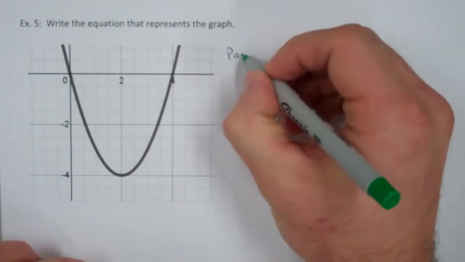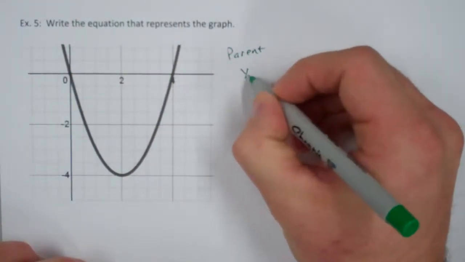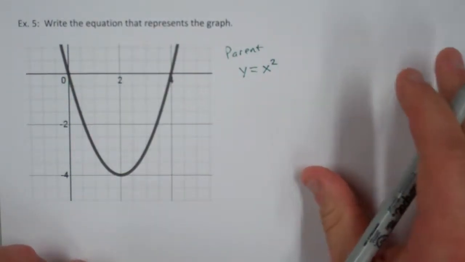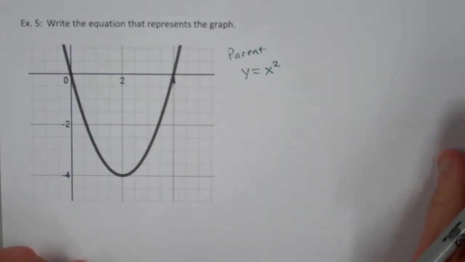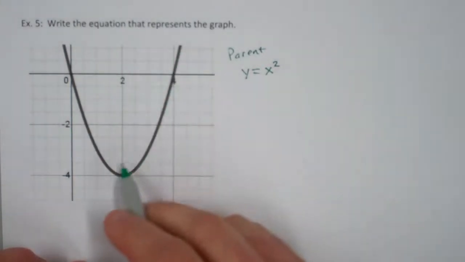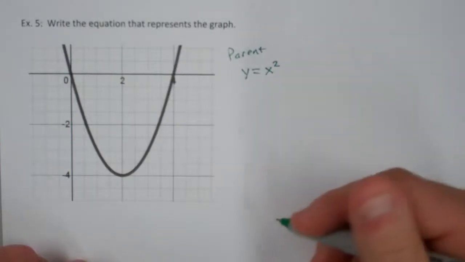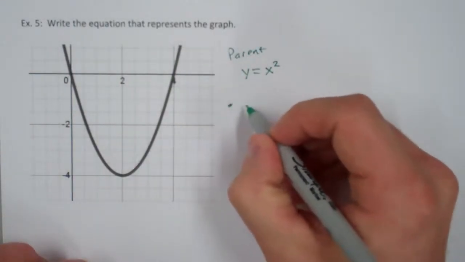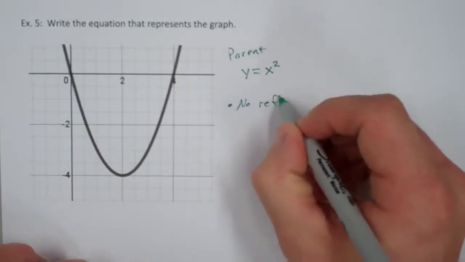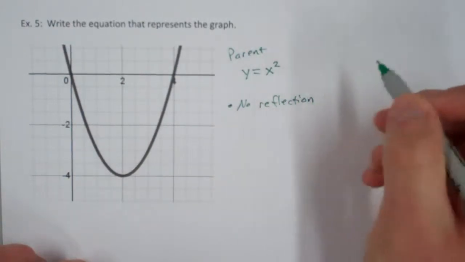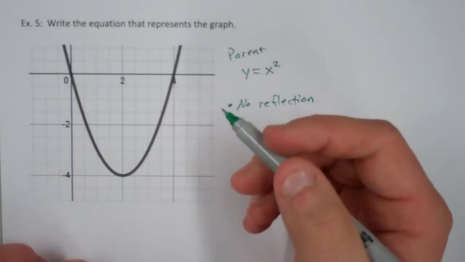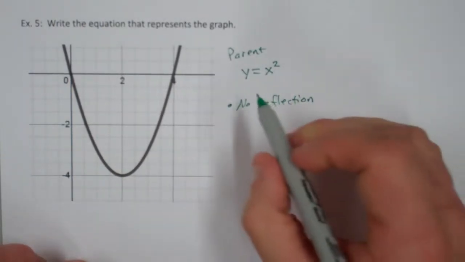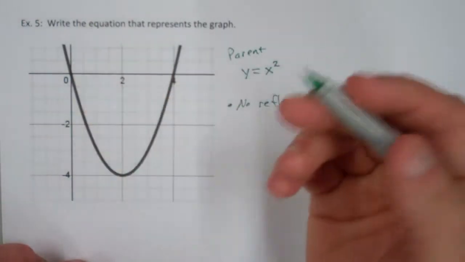So the parent function for this is going to be y is equal to x squared. Then I start thinking about a few different things. I start to think to myself about which way it opens or faces. Is there going to be a reflection or not? This one won't have a reflection, so there's going to be no reflection. And I also like to think about whether it has a stretch or a shrink, or whether it narrows or widens. So the parent function here would start at 0, 0.